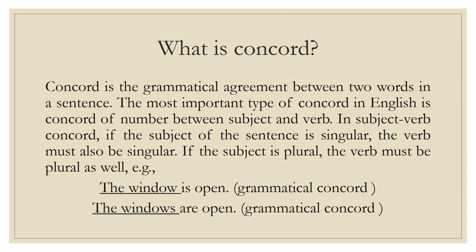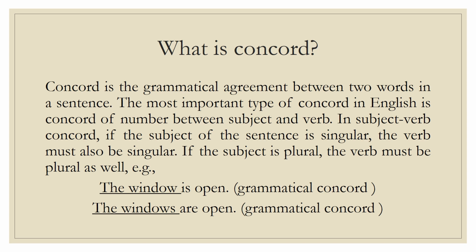First of all, we are going to start with defining Concord. So, what is Concord? Concord is the grammatical agreement between two words in a sentence. This is the general definition of Concord. So, we have words that should agree with each other when we are making sentences in English.